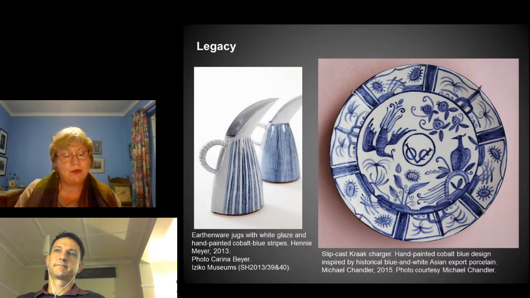Executed in the subtle cool tones of cobalt blue, Chandler believes these dishes to be truly eternal and hopes that by painting them and exploring them, he might understand a little more about the success of this age-old design.